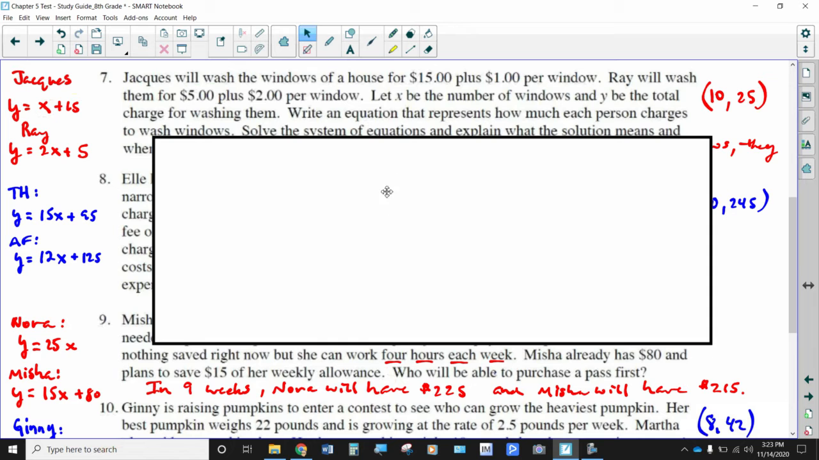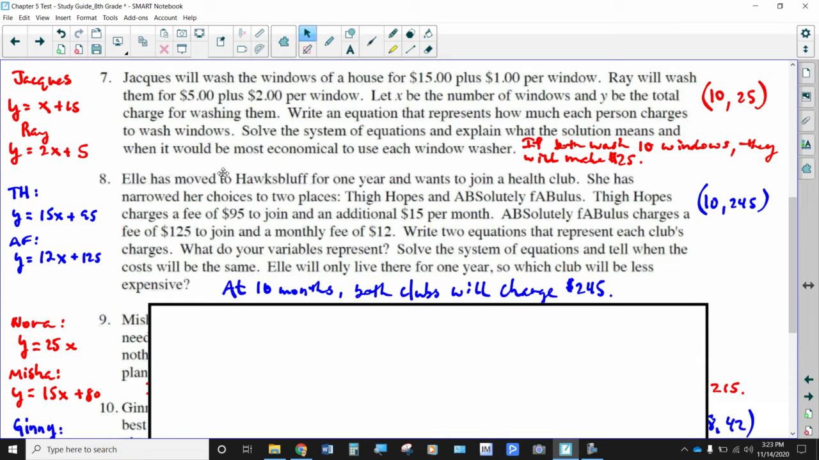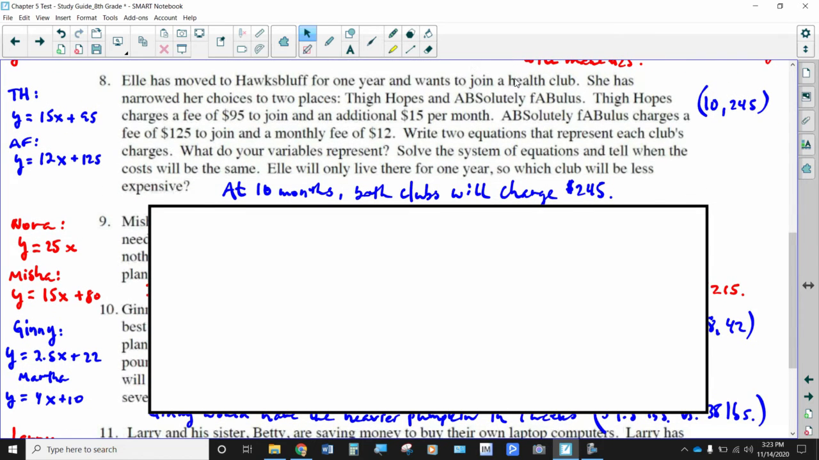And let's move to, how about this one right here? Ellie has moved to Hawks Bluff for 1 year and wants to join a health club. She has narrowed her choices to 2 places. There's Thigh Hopes and there is Absolutely Fabulous. Thigh Hopes charges a $95 fee and an additional $15 per month. So X must be the number of months. 15 per month plus the initial fee of $95 gives you the total amount of money that it's going to cost to join this gym.